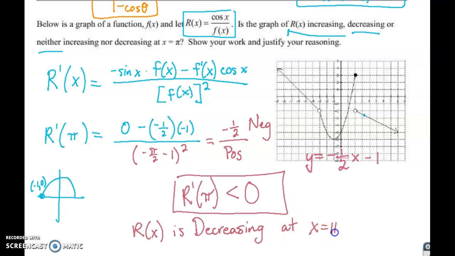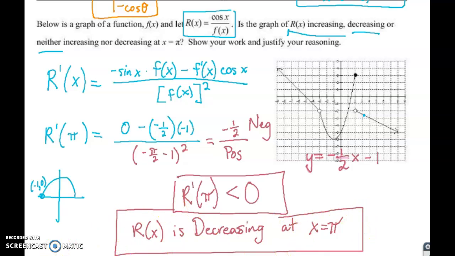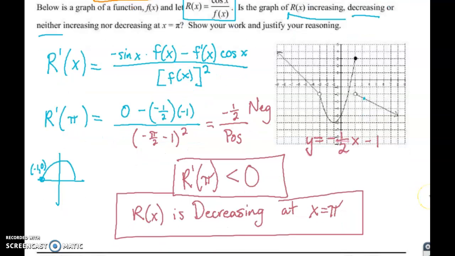At x equals pi. Again, feel free to pause and really understand everything. Try it on your own, things like that. So instead of rushing through the last slide, I'm going to stop right here and make a third video.